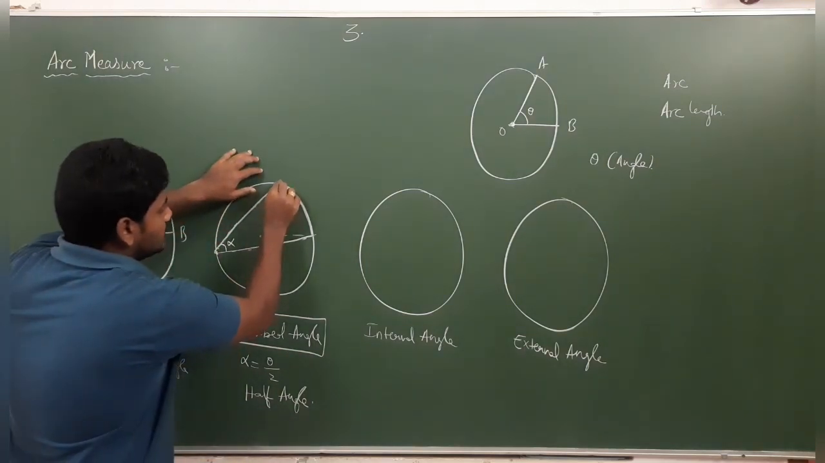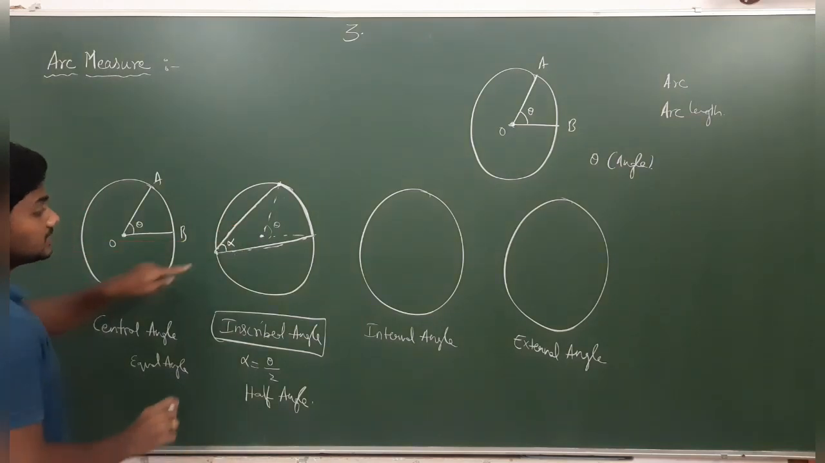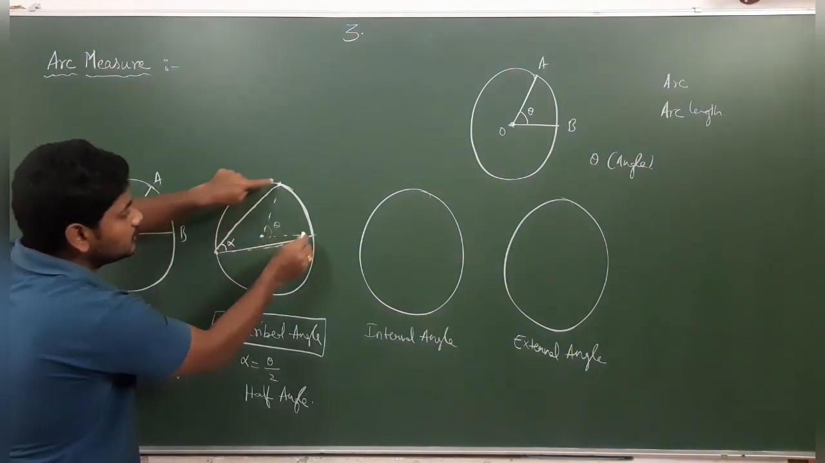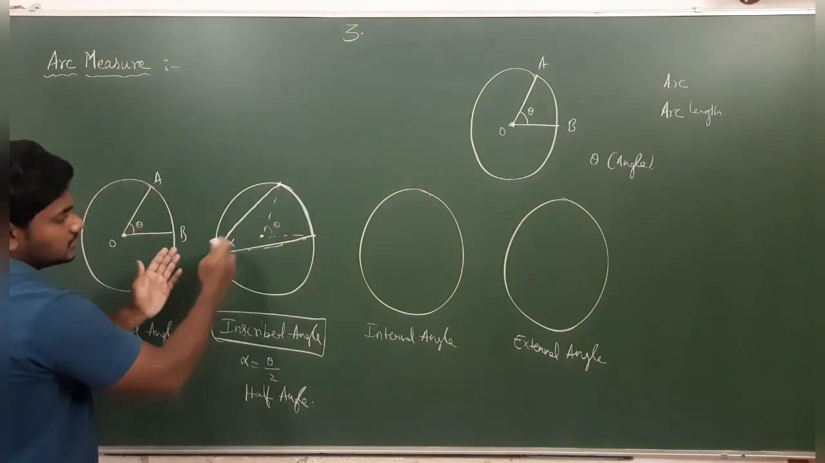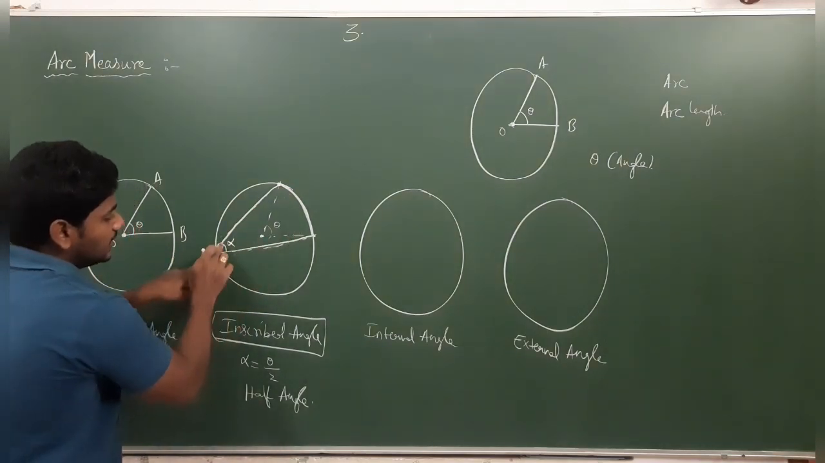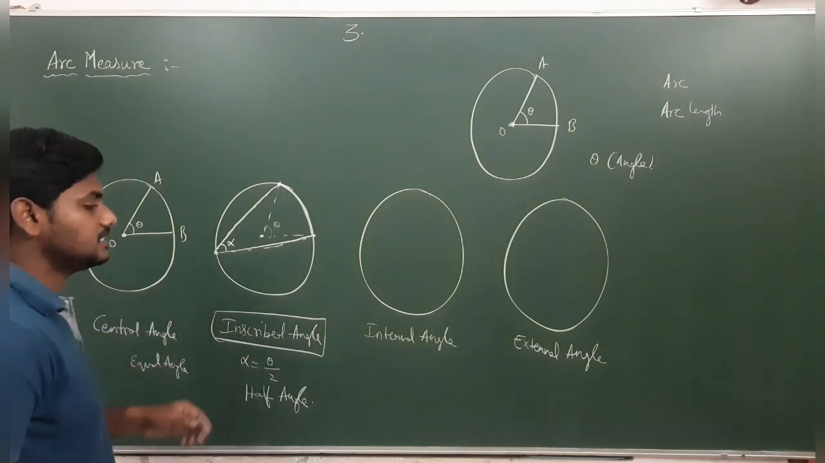For example, if we consider an arc, that arc measure, nothing but that central angle, is theta. Then after drawing those two extreme edges to the other side of the circle, that angle will be alpha is equal to theta by 2, nothing but half of the angle. That we will consider as the inscribed angle.